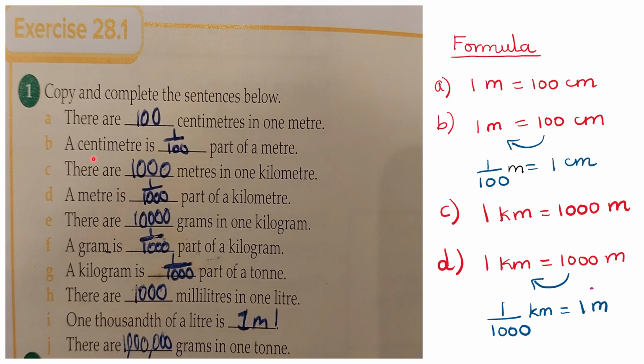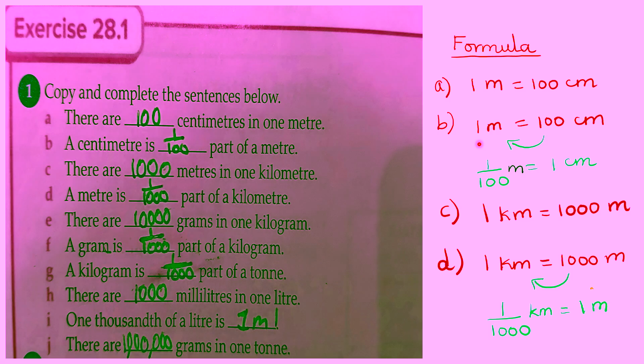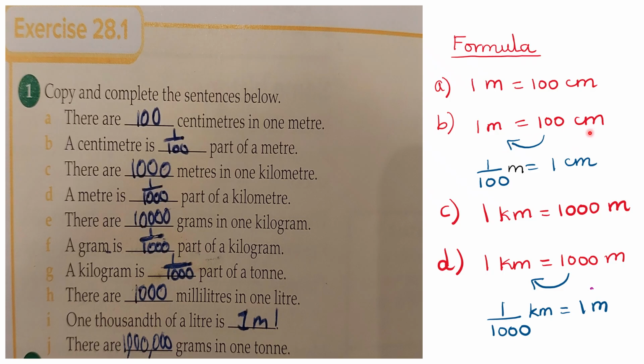Now B question is, a centimeter is dash part of a meter. So what are they asking? They are asking the value of 1 centimeter. So what is the formula we know? 1 meter equals 100 centimeters. From the formula we are deriving the value of 1 centimeter. So let's take this 100 to the other side. It will be 1 by 100. So 1 by 100 meter equals 1 centimeter. So a centimeter is 1 by 100 part of a meter.